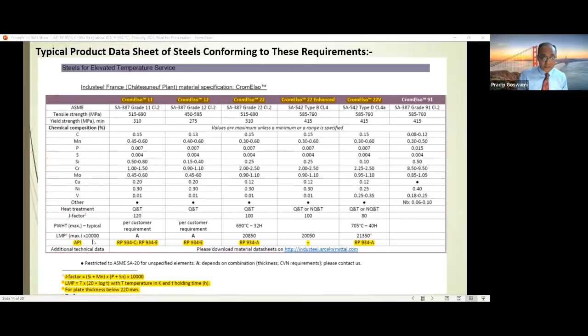There is a factor called LMP, the Larsen-Miller parameter, that is the tempering parameter, which indicates how much of the tensile values are lost, or reduced, when tempering or post-weld heat treatment is done. So that is the Larsen-Miller parameter, and it tells basically which API specifications this steel can meet, that is 934C and 934E.